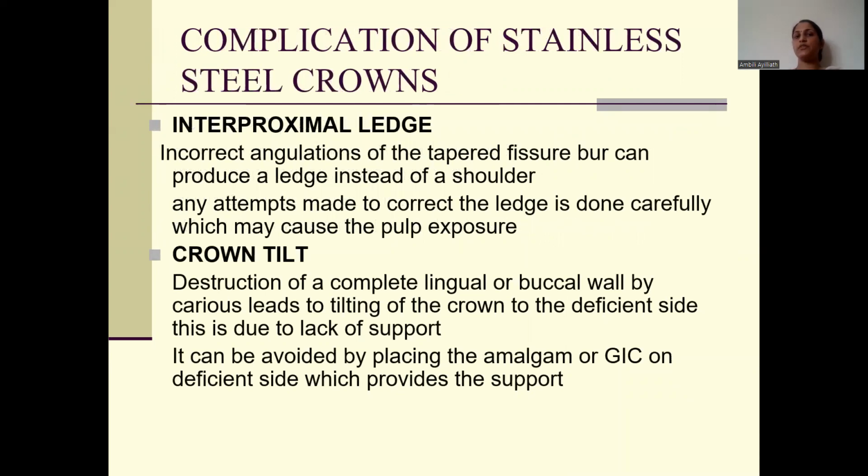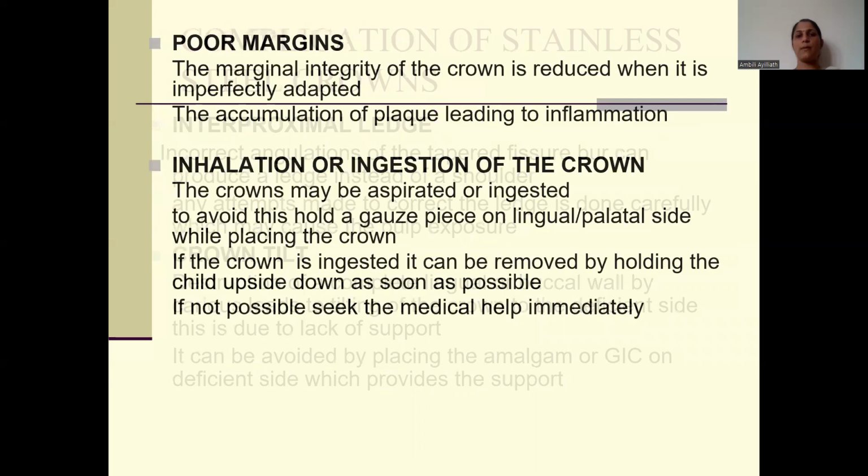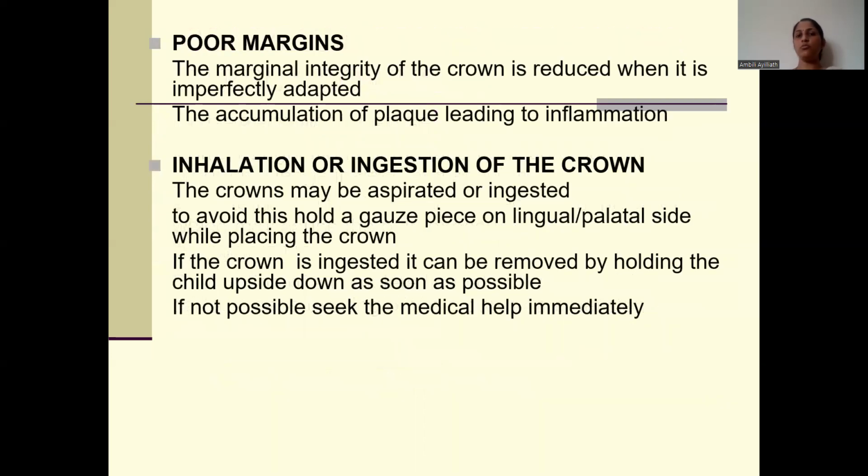Then complications of stainless steel crown. As I've told before, if you don't do a proper proximal reduction, it can lead to the formation of an interproximal ledge, during which the crown cementation will be very difficult. Then crown tilt. If you remove excess of buccal cervical bulge or lingual bulge, there is a chance of crown tilt if excess tooth structure is lost during preparation. Then poor margins. If you don't properly festoon the crown margins, it's going to irritate the gingiva and act as a more plaque retentive area, leading to gingival inflammation or gingivitis.